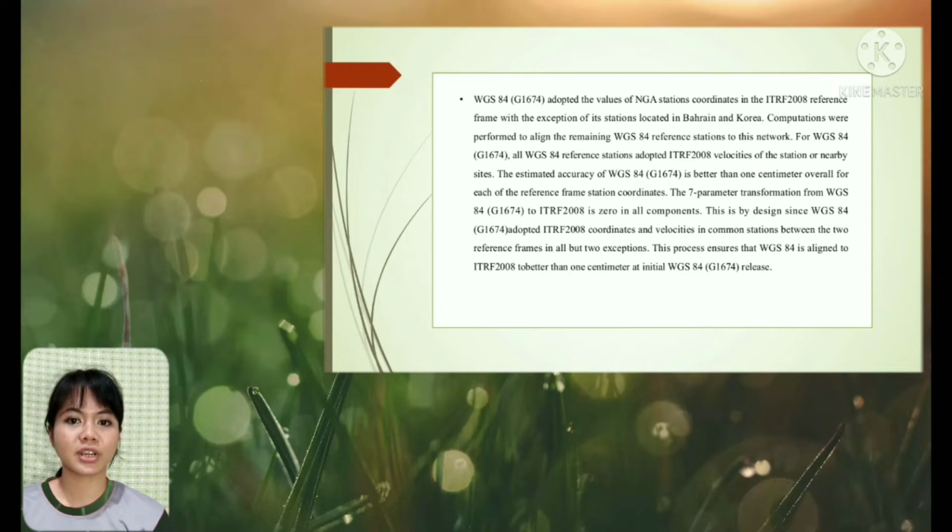The 7-parameter transformation from WGS-84 G1674 to ITRF 2008 is 0 in all components. This is by design since WGS-84 G1674 adopted ITRF 2008 coordinates and velocities in common stations between the 2 reference frames in all but 2 exceptions. This process ensures that WGS-84 is aligned to ITRF 2008 to better than 1 cm at the initial WGS-84 G1674 release.